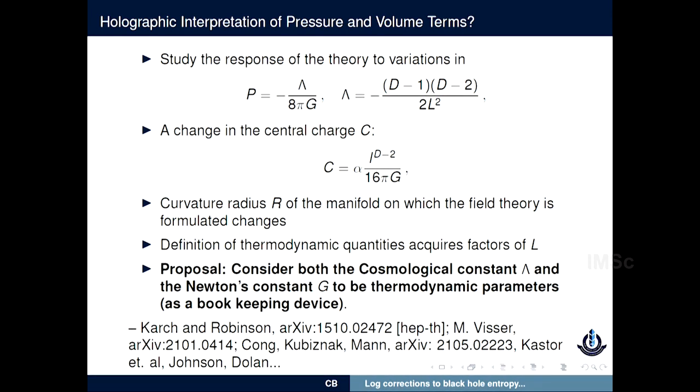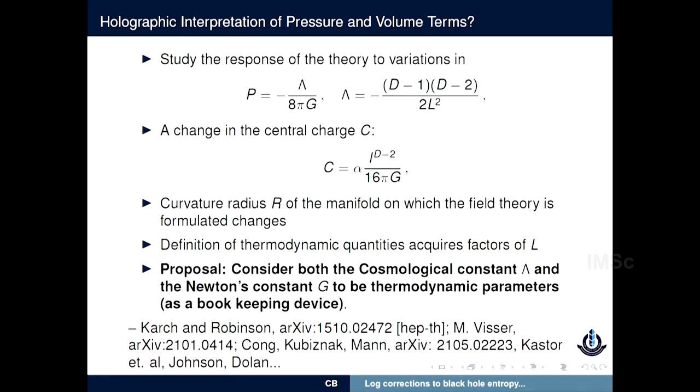So if you try to vary the cosmological constant, it will automatically lead to variations in the central charge of the dual CFT, assuming you are keeping the Newton's constant fixed. But changing the number of colors or the central charge of the CFT would mean there is some kind of an RG flow from one CFT to another CFT. So changing C is not easy to handle.